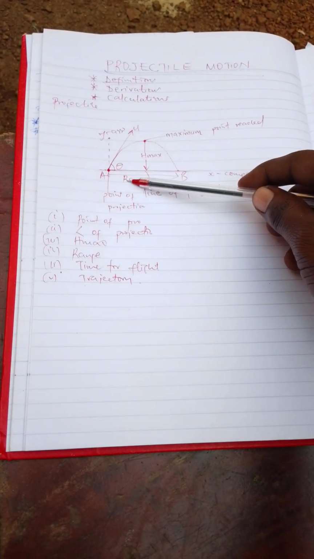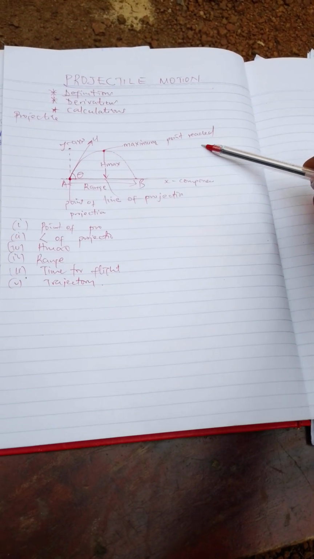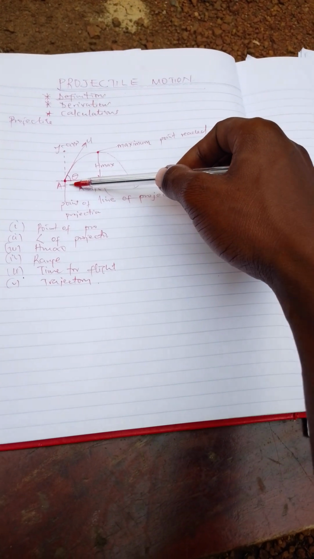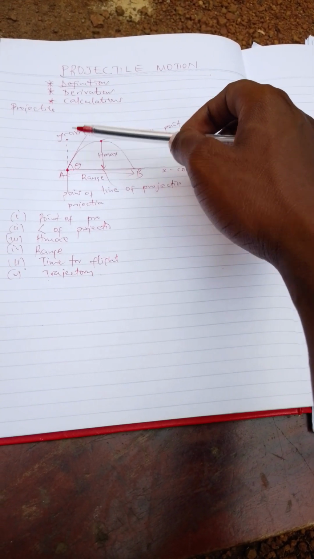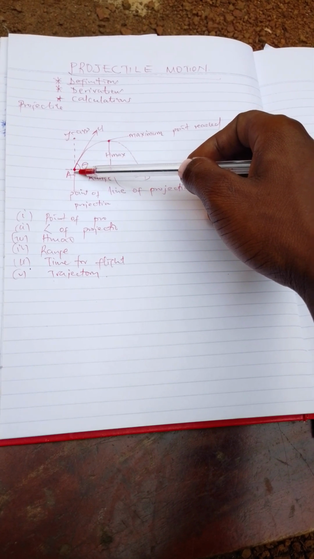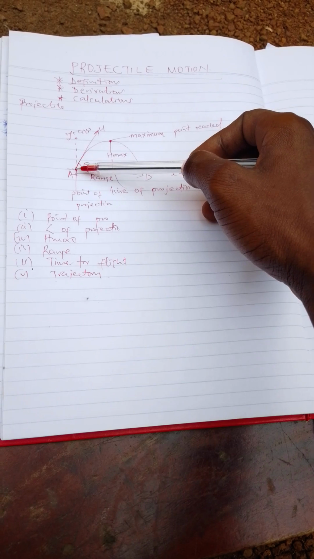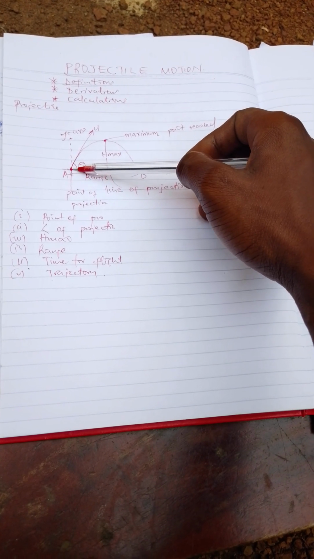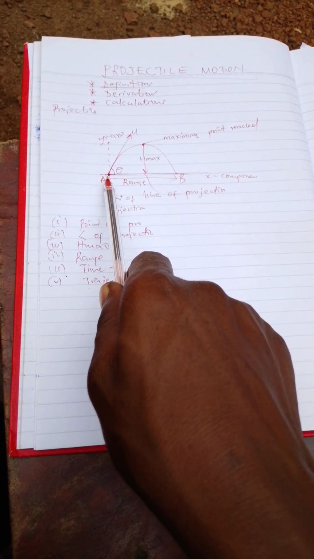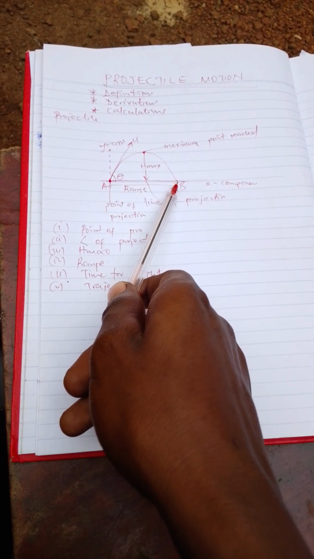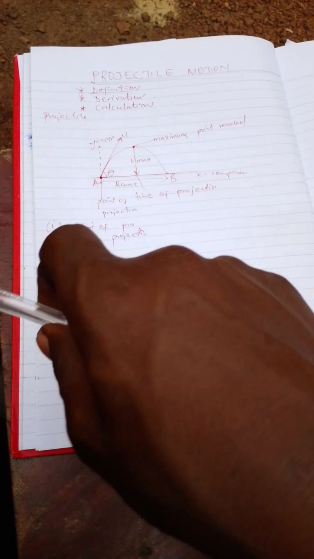Maximum height. Maximum height is the distance or the length between the maximum point attained by a projectile and the horizontal line of projection. Then angle of projection. Angle of projection is the angle between the horizontal and the direction of projection through the point of projection. Time of flight. Time of flight is the time taken by the projectile to move from its initial point of projection to its final point of landing through the point of projection.